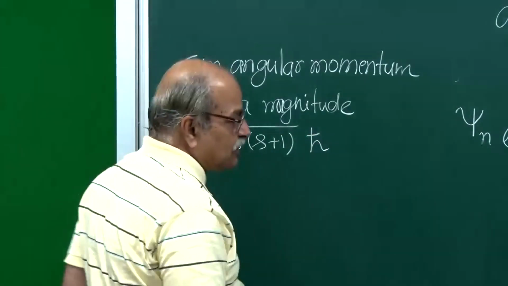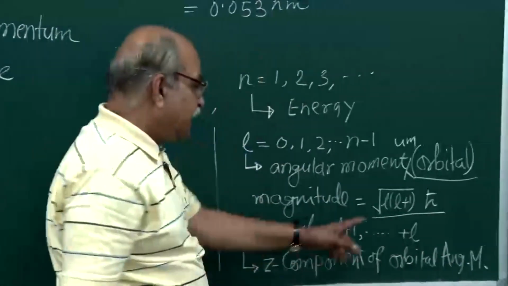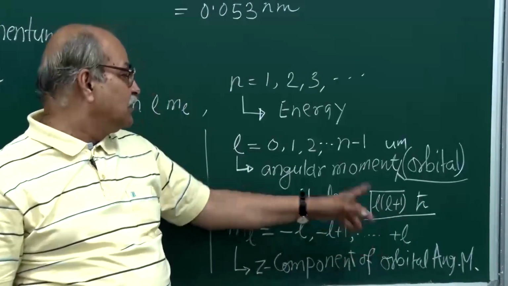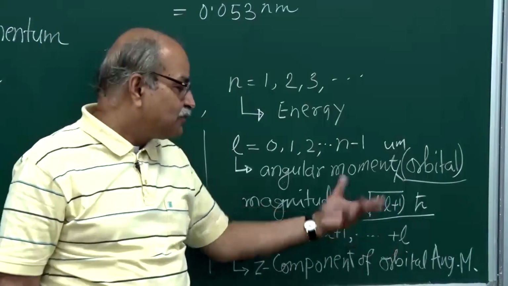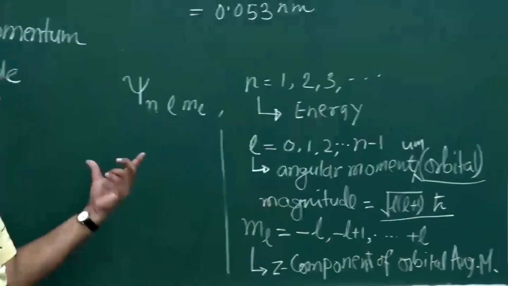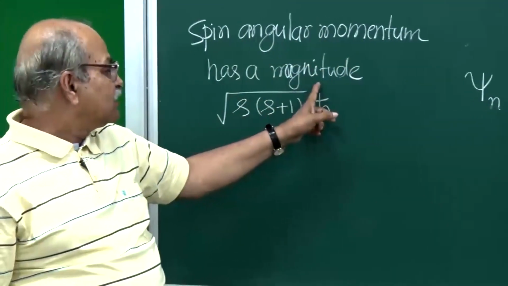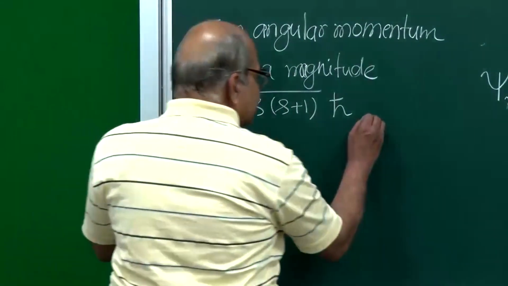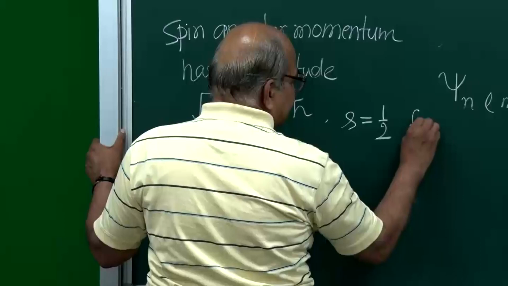This is that magnitude. For orbital angular momentum, the magnitude is square root of L into L plus 1 times h cross, and this L can take values. It can be 0 or it can be 1, it can be 2 and so on. It can have values depending on different conditions. In the same structure I am writing the magnitude of spin angular momentum, and that magnitude is written as square root of s into s plus 1 times h cross, and this s has a fixed value. It is half for an electron.